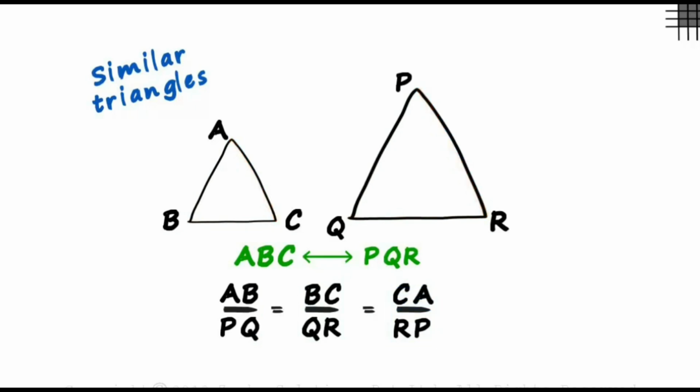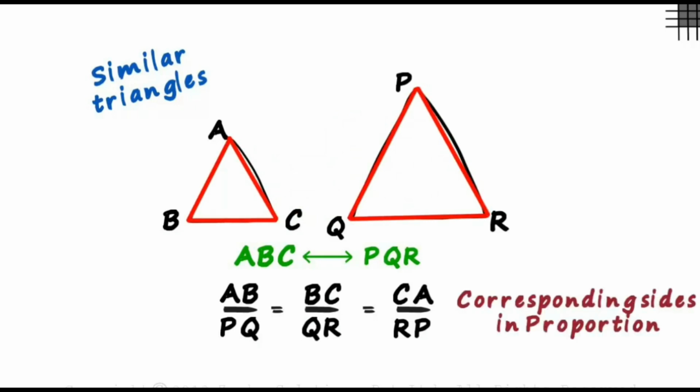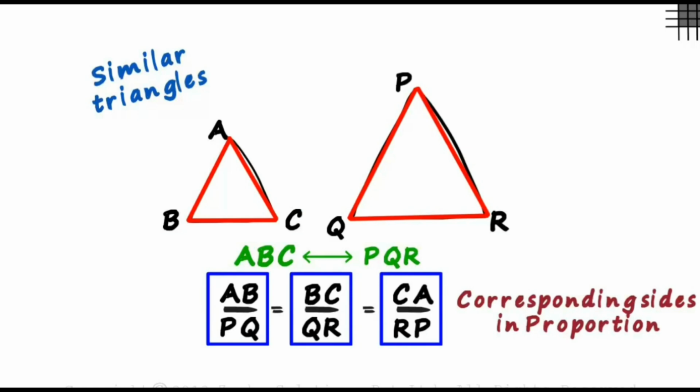But what does this actually mean? It means each side is scaled up or scaled down by the same factor. Here, the factor by which AB is increased to get PQ is the same for BC to get QR and for CA to get RP. So remember, when the triangles are similar, the corresponding sides will be in the same proportion.